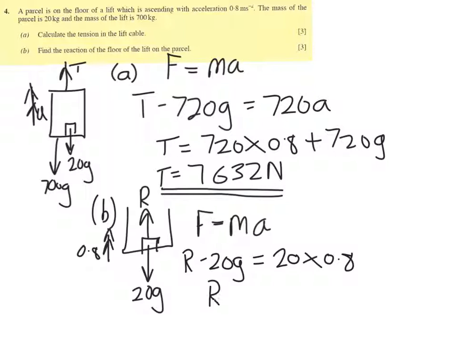Right, do a bit of rearranging. Okay, do the maths, bit of multiplication in your calculator. So you've got 20 times 0.8 plus 20 times 9.8, and you should get 212 newtons. Done. 6 marks.